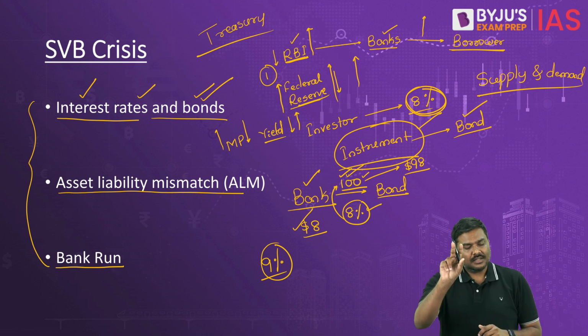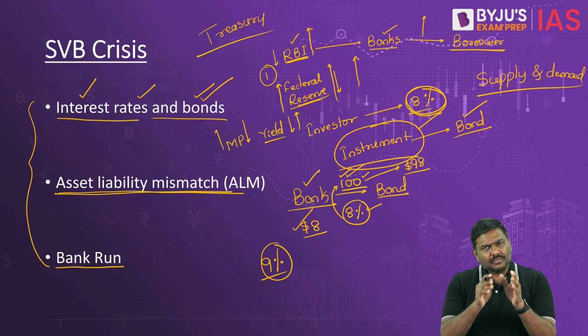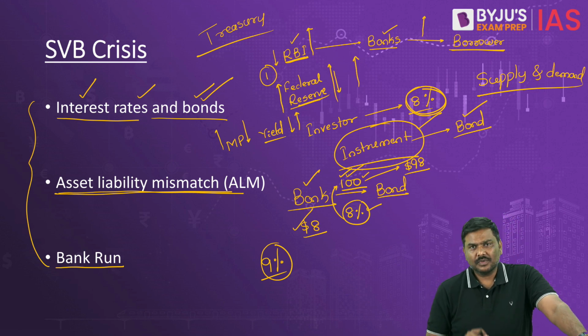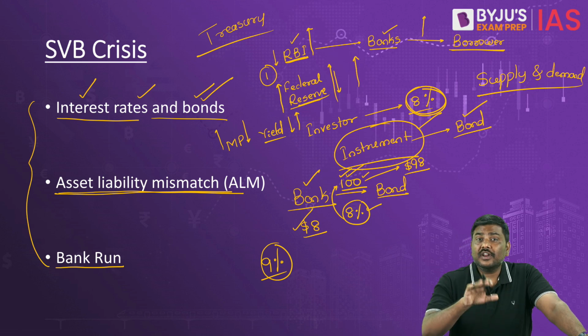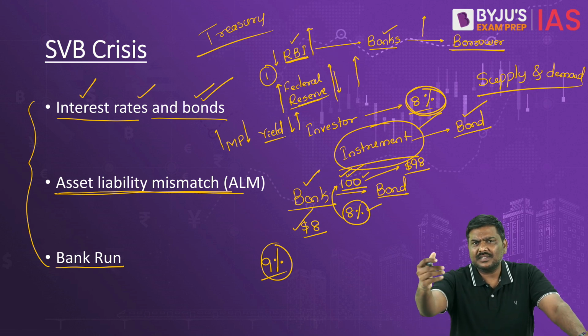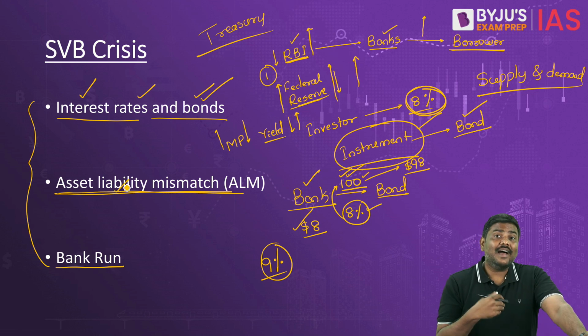Second point, asset liability mismatch. ALM, asset liability mismatch. What is this asset liability mismatch? First and foremost, for a bank, assets are loans. Remember this. For a bank, assets are loans or investments that they have done. Whereas the deposits are liabilities.